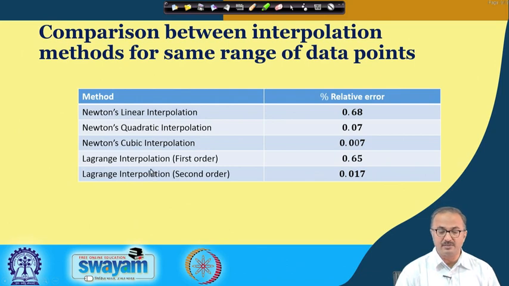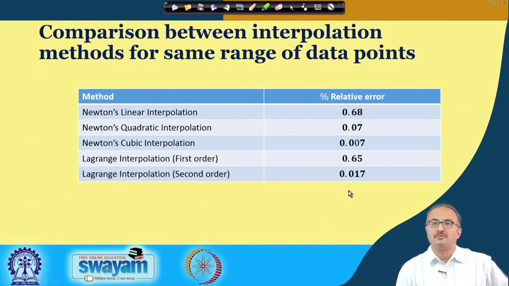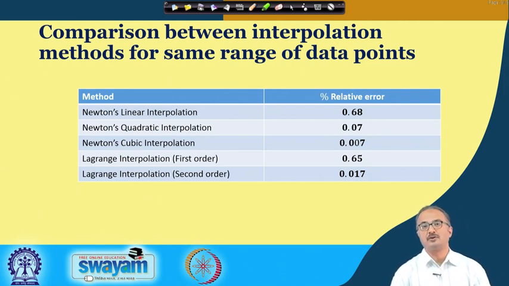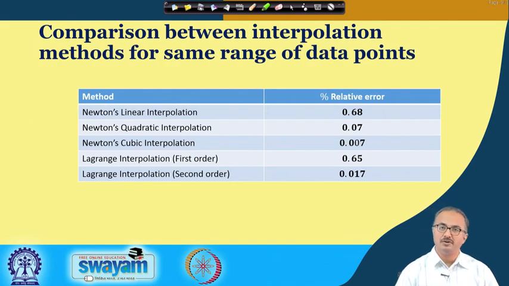At the same time, even for Lagrange we find that if you go for second order, it is giving us a smaller percentage error than for the first order. So this way we figure out that by increasing the order of the interpolation we are able to get a better and better estimate. Again, as I said, we should not get tempted by these small percentage errors. We should be very, very clear in our mind that whatever is the requirement for the particular problem, accordingly we should go for the interpolation method.